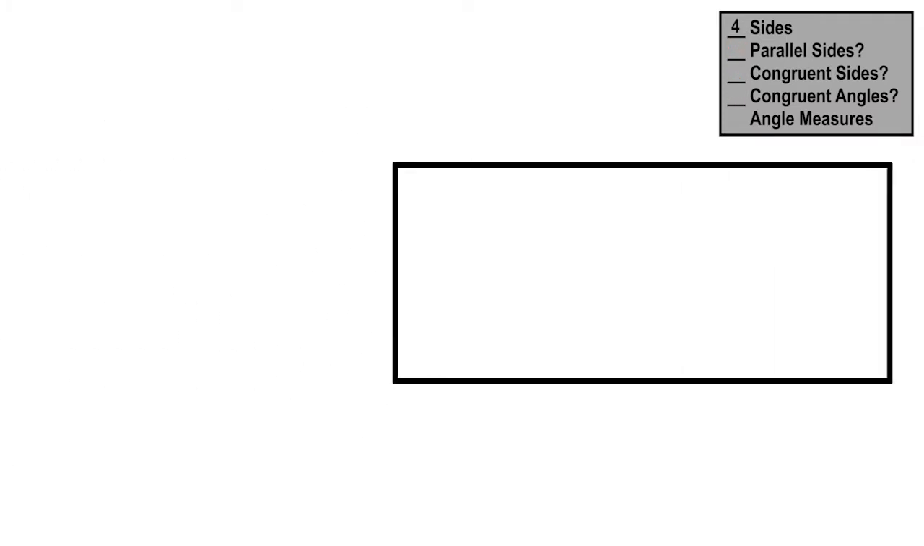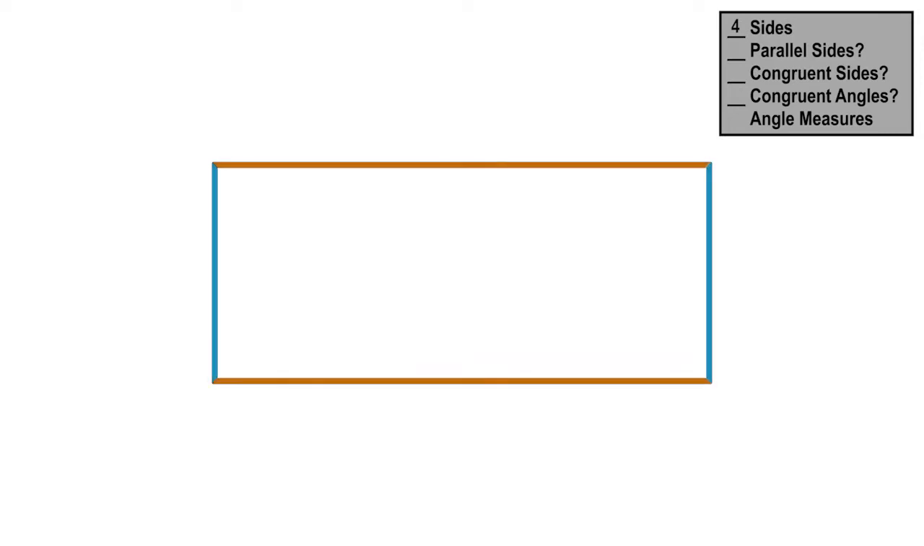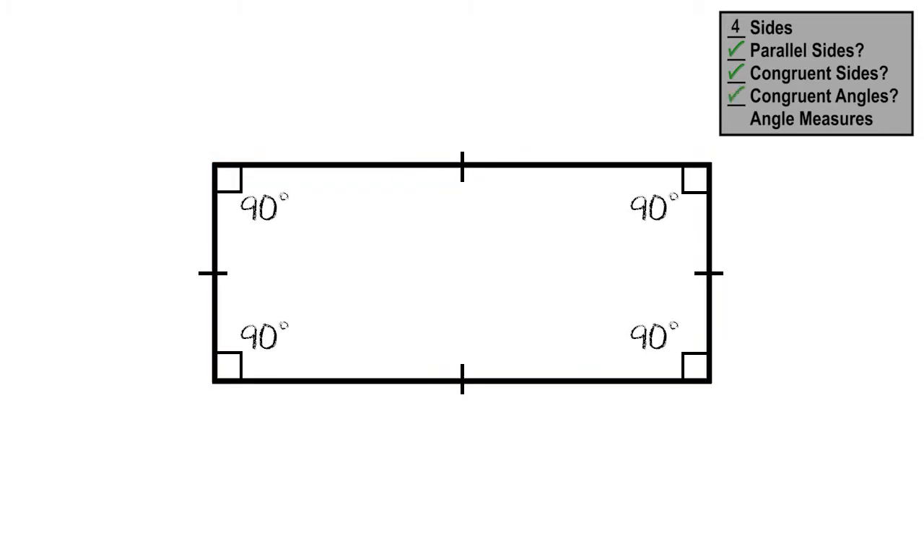The next shape has 4 sides, with opposite sides parallel and congruent. Measuring angles, they are each a right angle, 90 degrees. The most specific name for this shape is a rectangle.